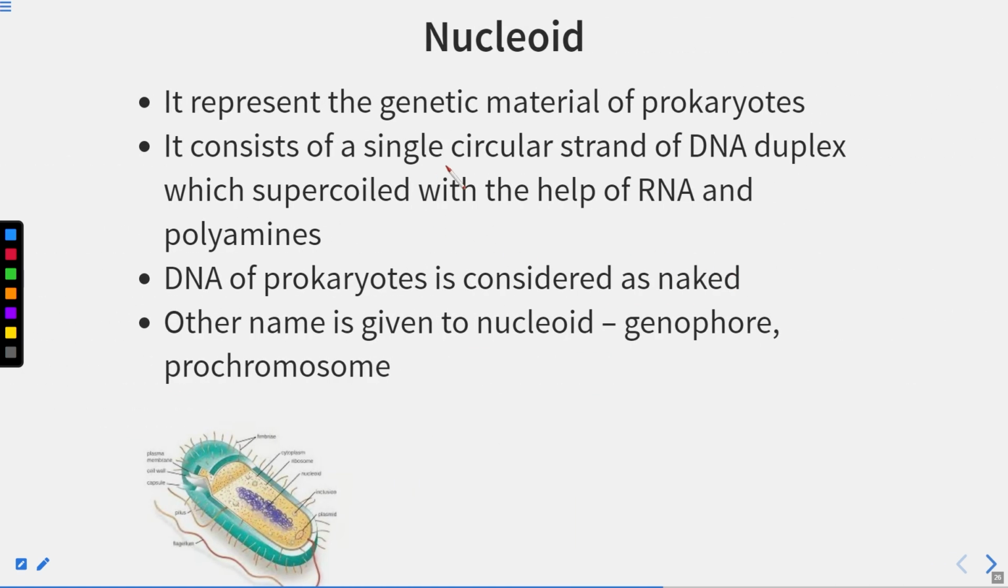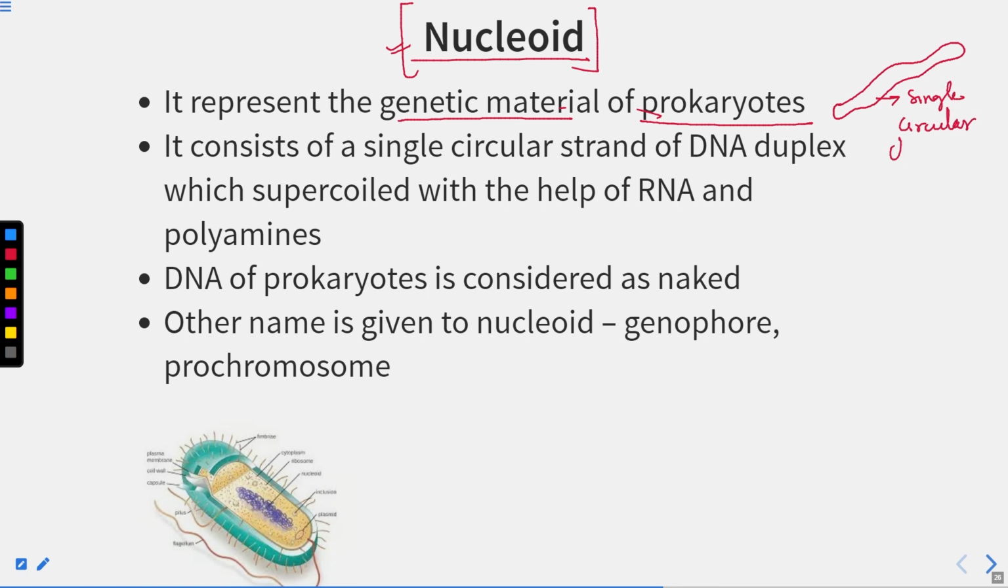So it represents the genetic material of the prokaryotes. Nucleoid, very, very important. Nucleoid, genetic material of the prokaryote. Why is it called the genetic material? Because it contains a single circular chromosome.